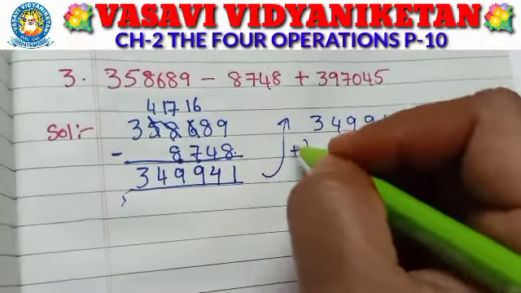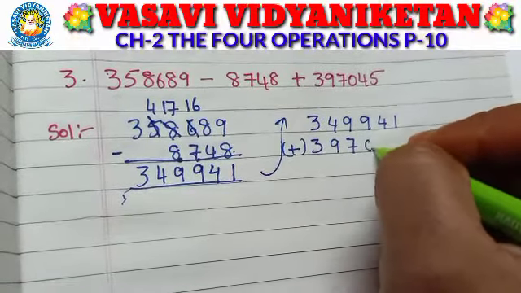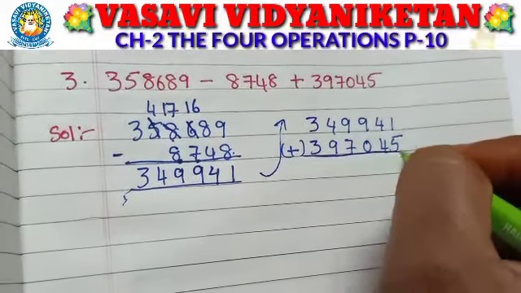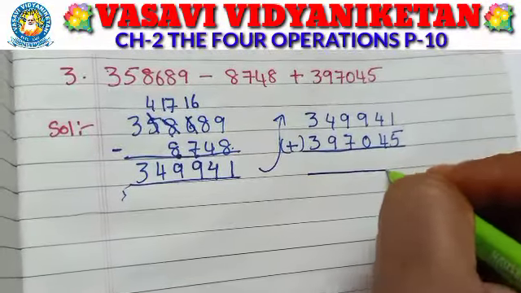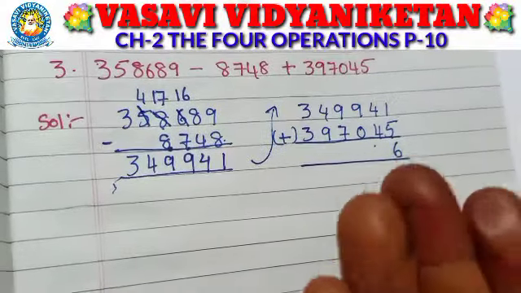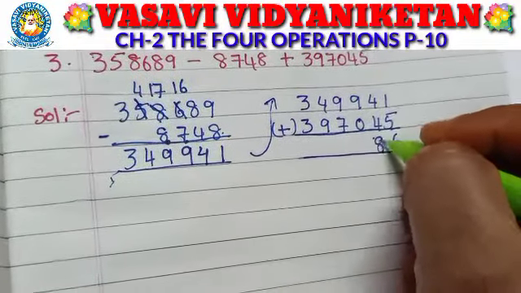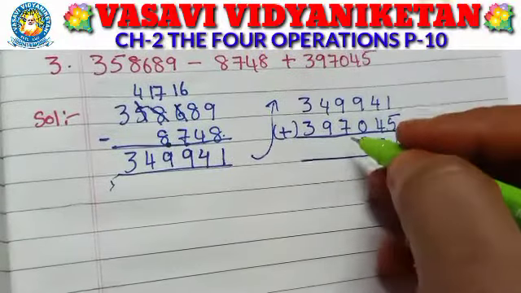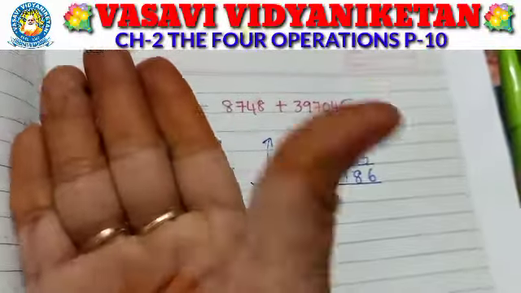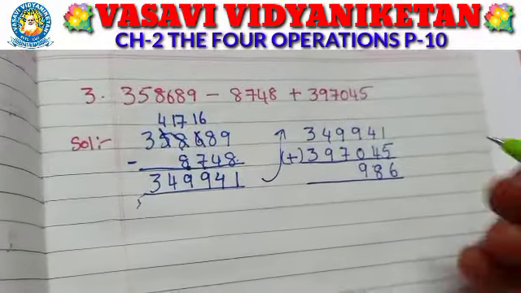349,941 plus 397,045. So what we had to do? Addition. We had to add these two numbers. So 1 plus 5, 6. 4 plus 4: 4 fingers, 4 after 5, 6, 7, 8. So 9 plus 0, 9 only. 9 plus 7, take 9 fingers, 7 after 8, 9, 10, 11, 12, 13, 14, 15, 16. How much more? 16.